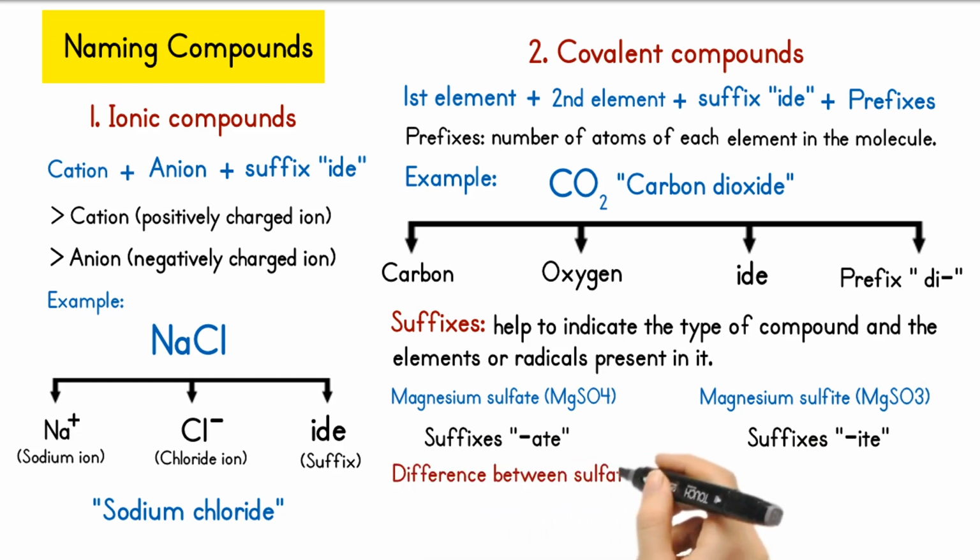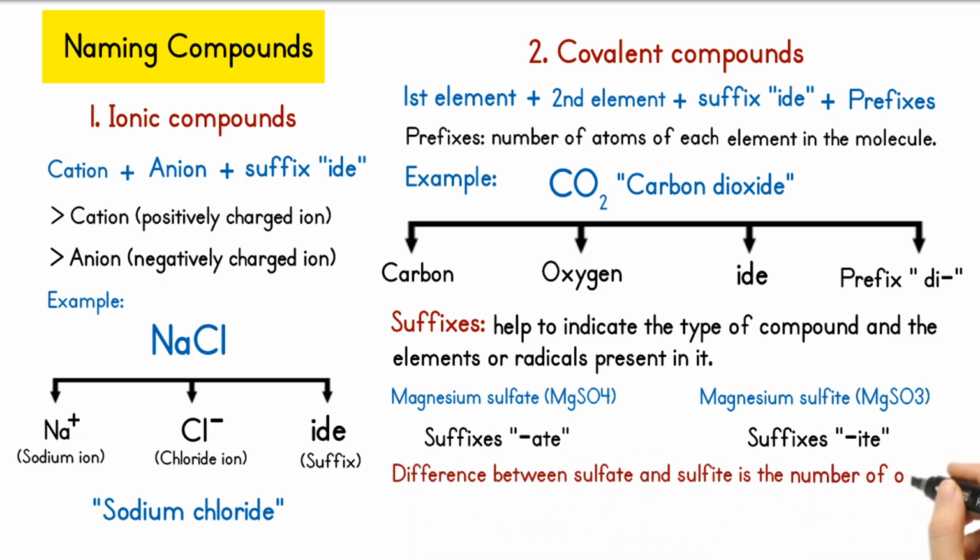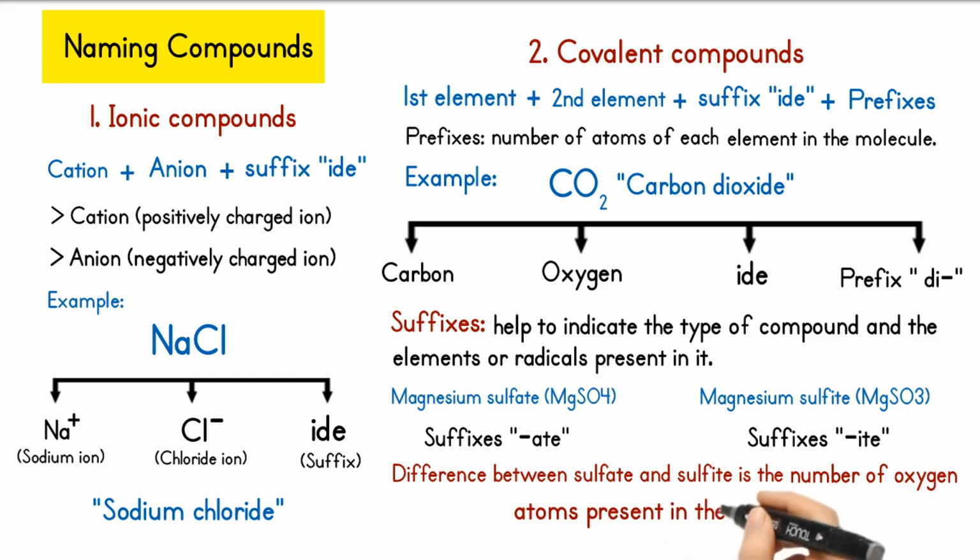The difference between sulfate and sulfite is the number of oxygen atoms present in the anion. Sulfate, SO4, has 4 oxygen atoms, while sulfite, SO3, has 3 oxygen atoms. Thus, the suffixes -ate and -ite are used to differentiate between these two types of anions.